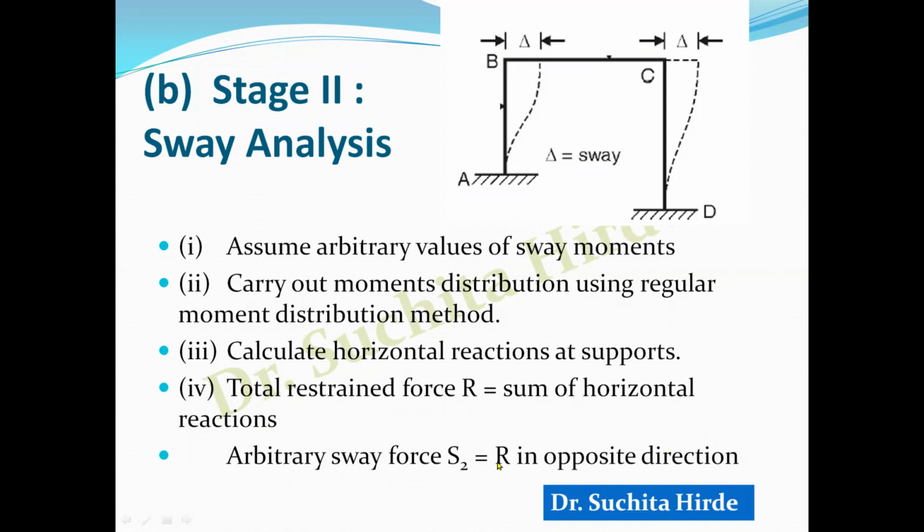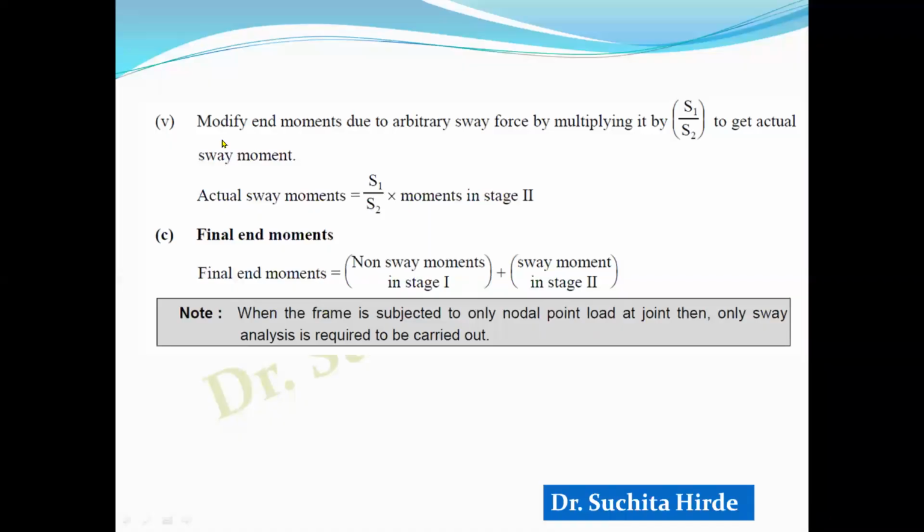Once we calculate this arbitrary sway force, we modify the end moment due to the arbitrary sway force by multiplying it by the actual sway force divided by the approximate sway force to get the actual sway moment. So actual sway moments will be S1 by S2 into the moment in stage 2 analysis. The final moment we get by adding the stage 1 analysis moment plus the stage 2 analysis moment.